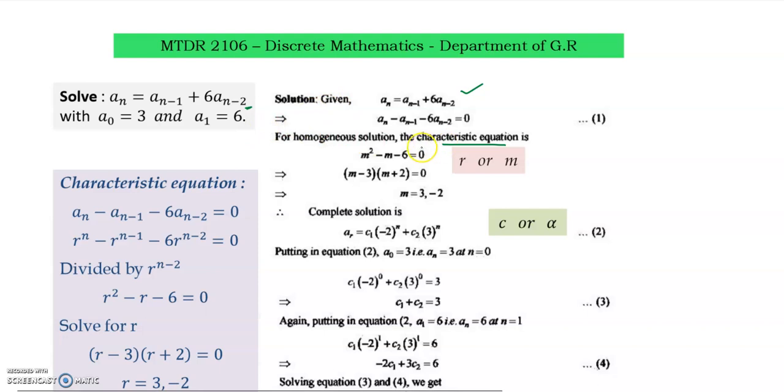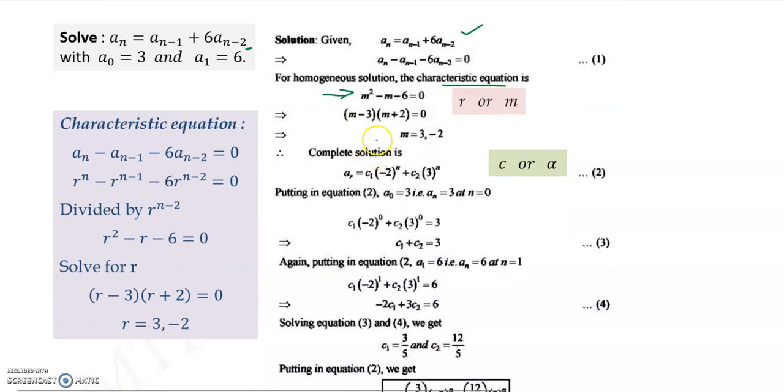Now we are going to write the characteristic equation. What is the characteristic equation? It is m squared minus m minus 6 is equal to 0. You can use r or m, that's your wish. Now you see here how we can find this equation.